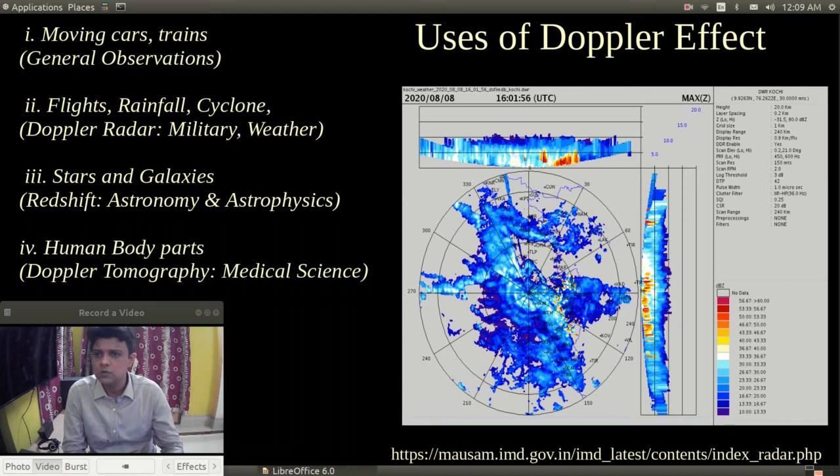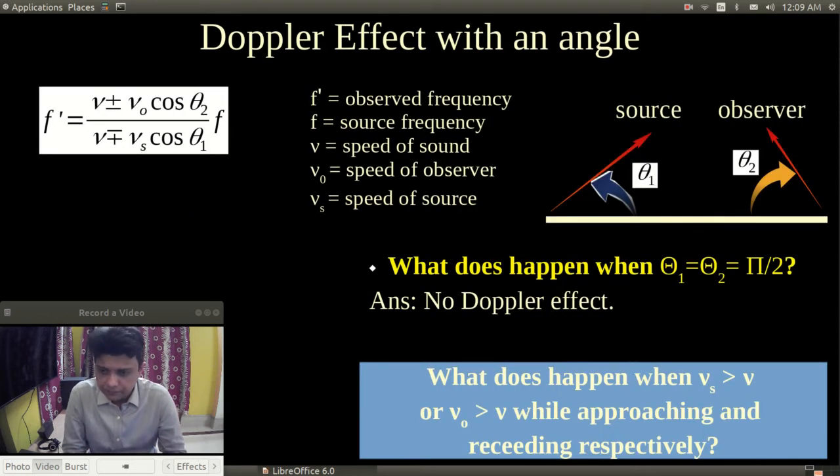Now we want to measure the Doppler effect. So while measuring the Doppler effect, the most general formula is given here. As you can see, if we consider the observer and the source both are moving in a collinear direction, then your θ1 and θ2 will be 0. Then the formula will be much simpler.